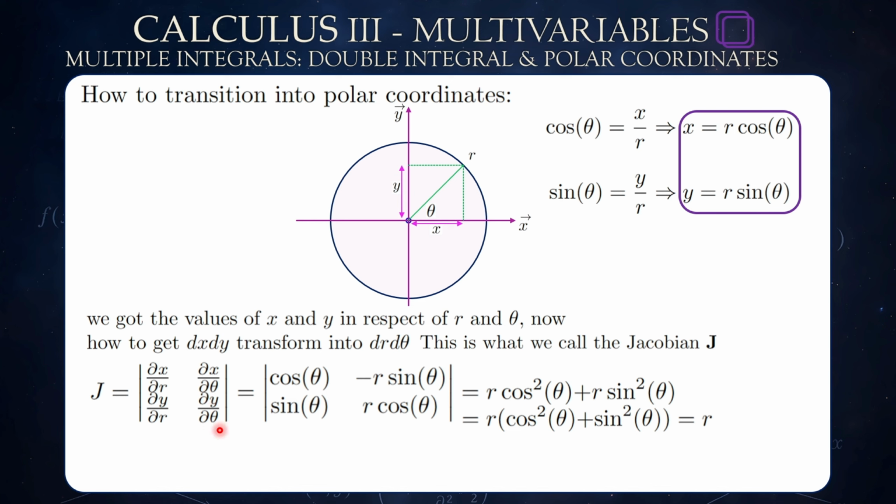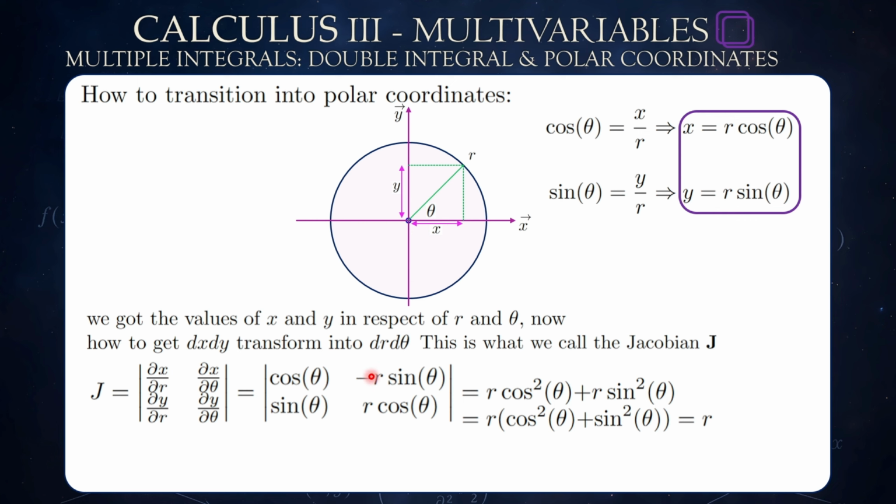d theta in the second row, which is equal to, with respect to r, for x, it is cosine theta, then with respect to theta, it is minus r sine theta. For the second, with respect to r, it gives us sine theta, with respect to theta, it gives us r cosine theta. Then you evaluate the determinant, which is equal to r cosine squared theta.